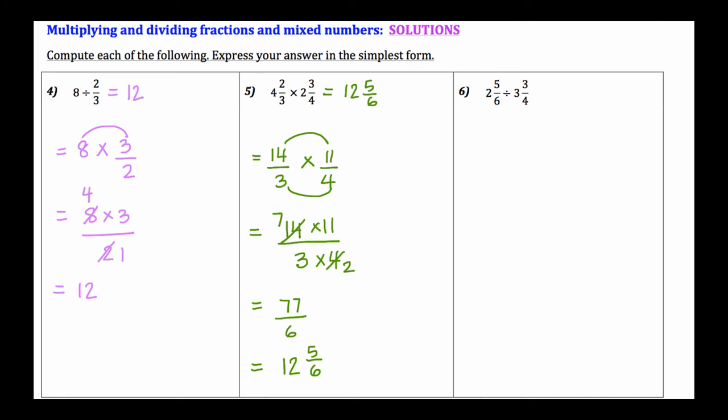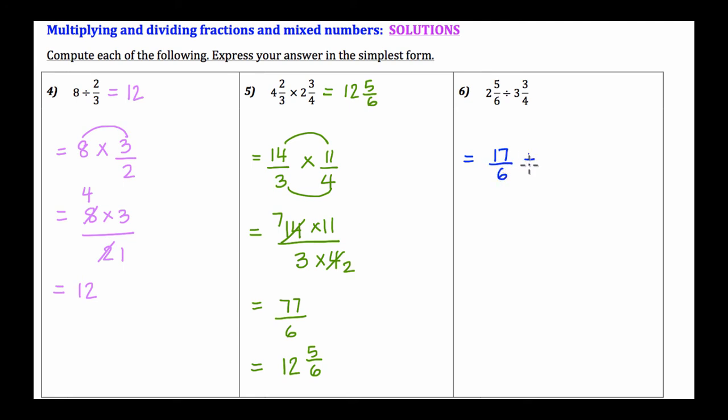Let's look at problem number 6. 2 and 5/6 divided by 3 and 3/4. Again, it's the same thing. We convert the mixed numbers into improper fractions. So 2 and 5/6 is 12 plus 5, 17. So that's 17/6. We are still dividing.